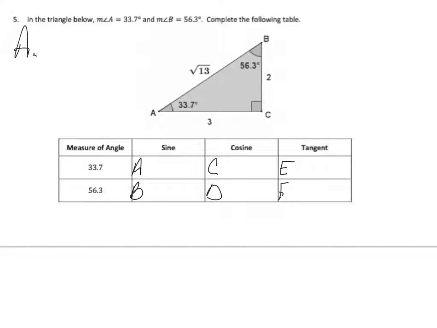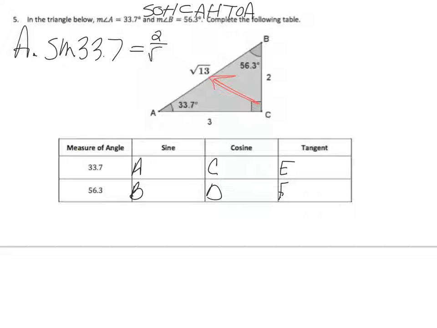Okay, A, we have sine of 33.7. SOHCAHTOA. There's my hypotenuse. This might take a little more space because we have to rationalize our fractions. Opposite over hypotenuse, 2 over the square root of 13.